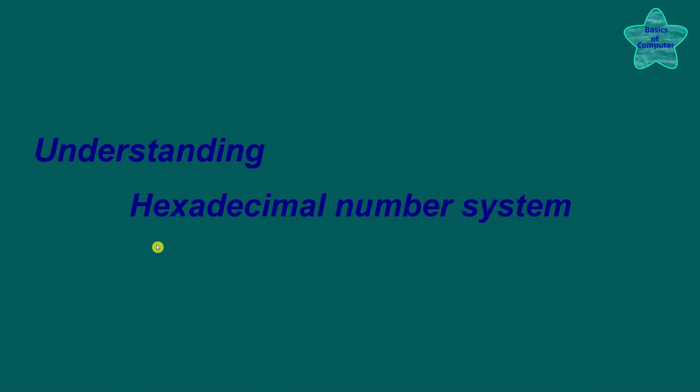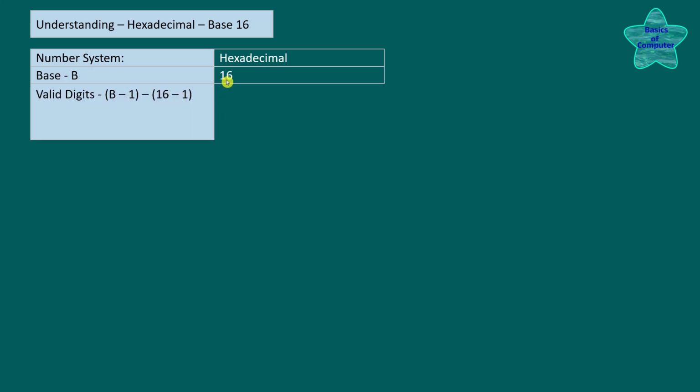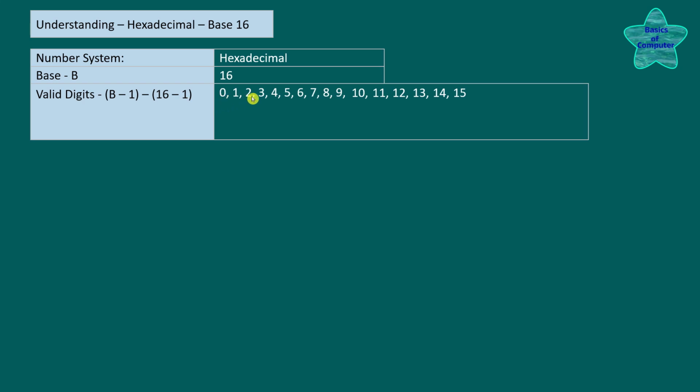First, let us understand the basics of hexadecimal number system. Hexadecimal number system is a base 16 number system. So the number system is called hexadecimal. Base is 16. Going by our formula, the valid digits of a hexadecimal number system are 16 minus 1. So valid digits are 1, 2, 3, 4, 5, 6, 7, 8, 9. But it goes up to 15. 10, 11, 12, 13, 14, 15.